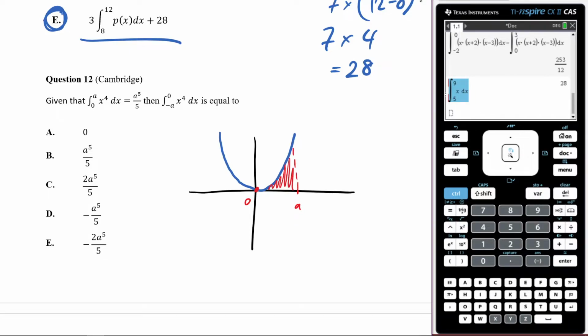All of that area there, I'm told, is equal to a to the 5 on 5. That's what I'm told. And then we're told 0 to negative a of x to the 4. Well, now, if that's negative a, that's there. Now, I know that this quartic is symmetrical. So what does that mean? It means that this area here has to be the same as that area there because I'm going the same distance, just a there. It's not going to be negative because I'm just to the left of it, so it's still going to be positive. So that means my answer is going to be B. So that is a little bit of a thinking question there, but that is how you do it.